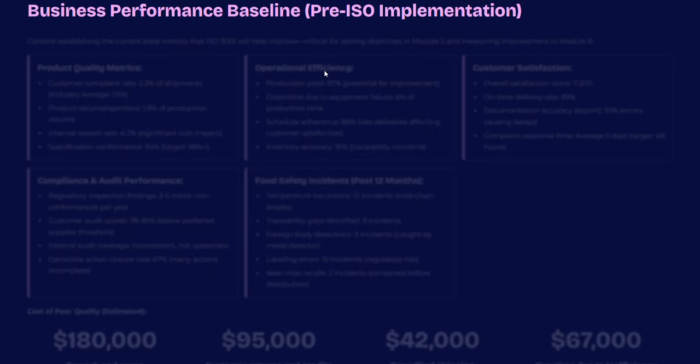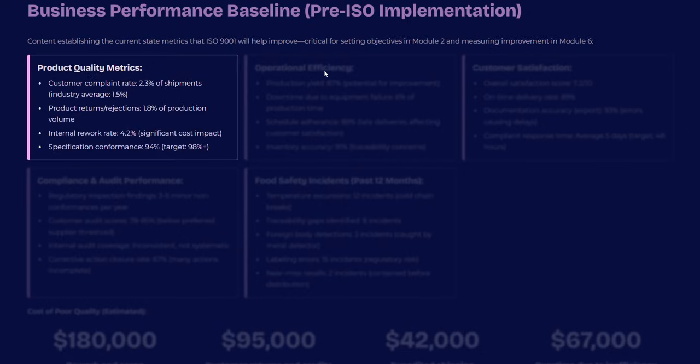Now, let's look at business performance baseline, pre-ISO implementation. This content establishes the current state metrics that ISO 9001 will help improve. And this is critical for setting objectives in Module 2 and measuring improvement in Module 6.